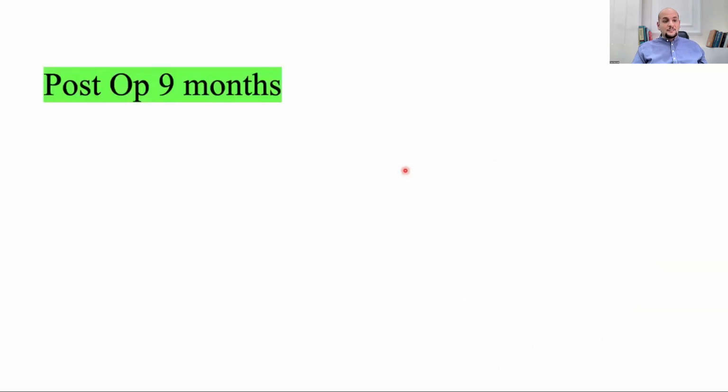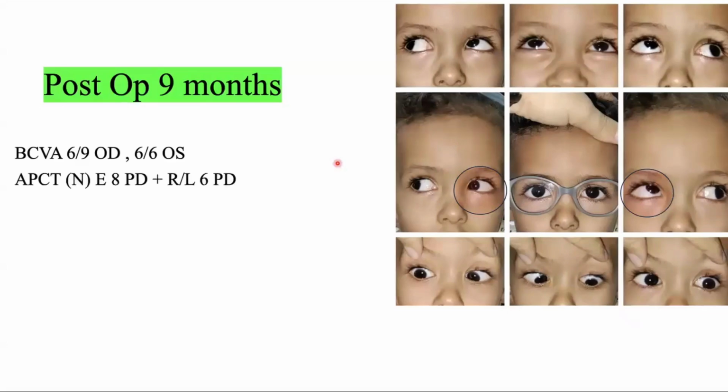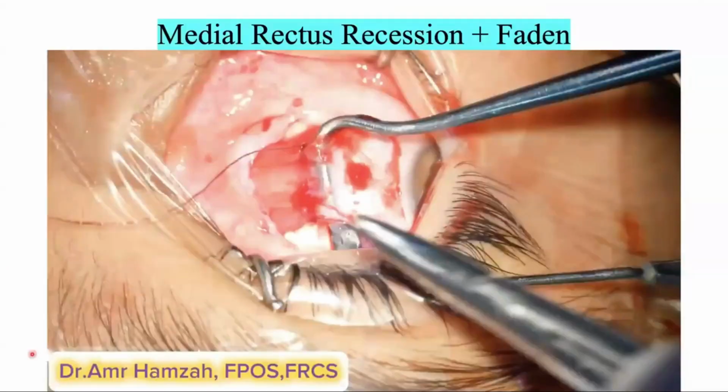What happened after 9 months? Vision is 6/9 in the right eye and 6/6 in the left eye with glasses. Alternate prism cover test at near showed a small esophoria of 8 prism diopters. At distance, only a small right hypertropia, 6 prism diopters at near and at distance, with residual inferior oblique overaction, +2 in the right eye and +1 in the left eye. So this is the surgery.